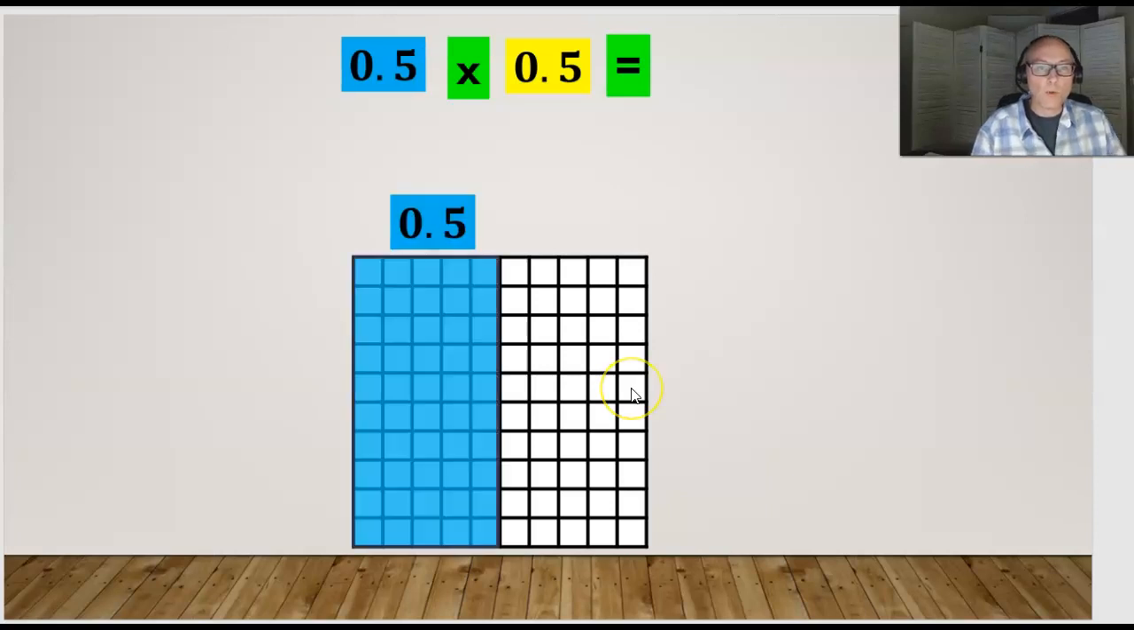Okay, what about decimal form? 5 tenths. Let's shade in 5 tenths. Remember, 1 ten.